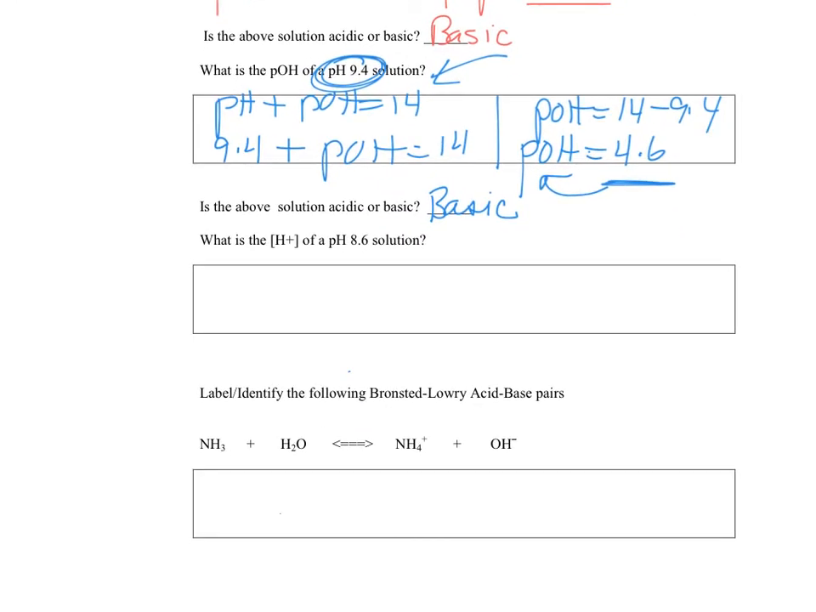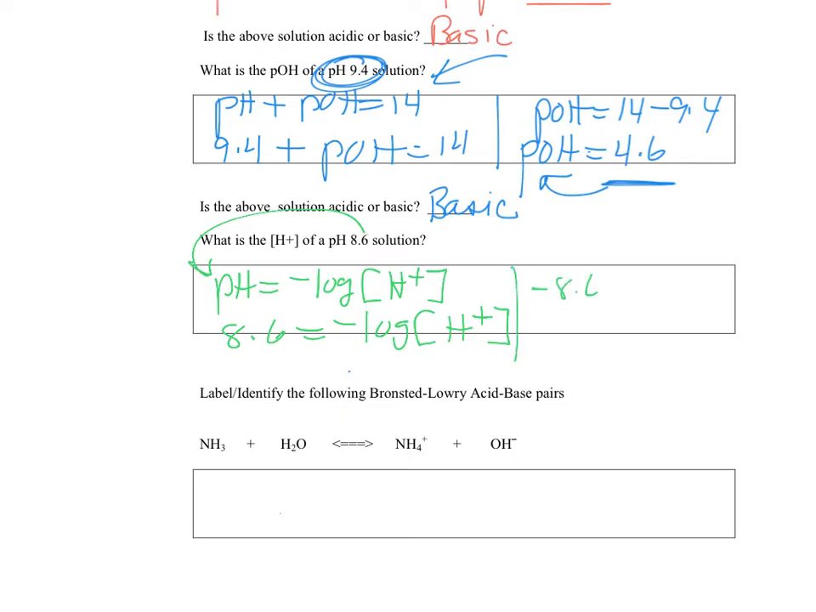This next problem allows us to go a little deeper into the formula. We use the formula pH equals negative log of the H plus concentration, except this time they're giving us the pH. The pH is 8.6 equals negative log of the hydrogen ion. What you want to do is transfer the negative over to the other side, and we get negative 8.6 equals log of hydrogen.